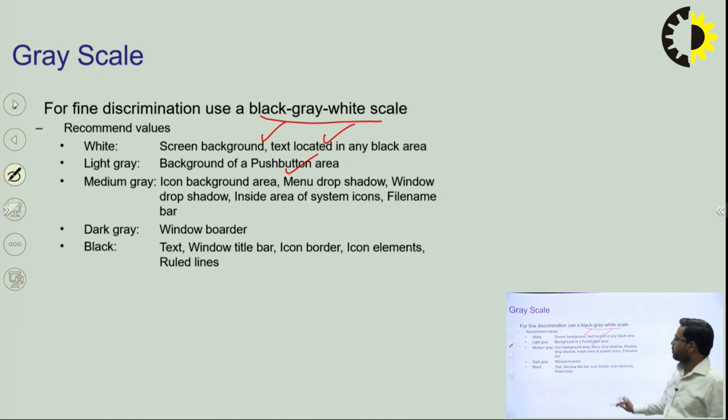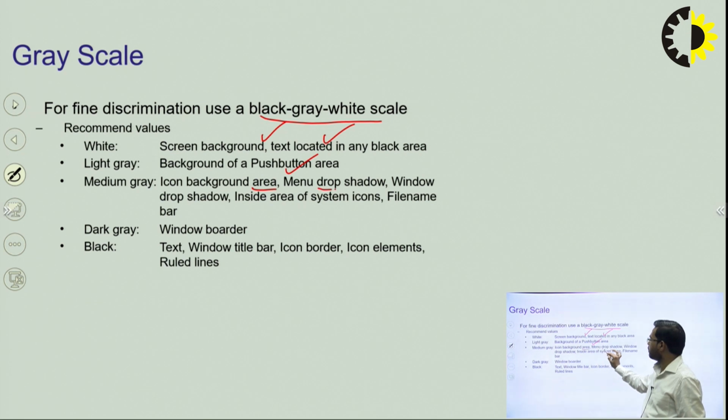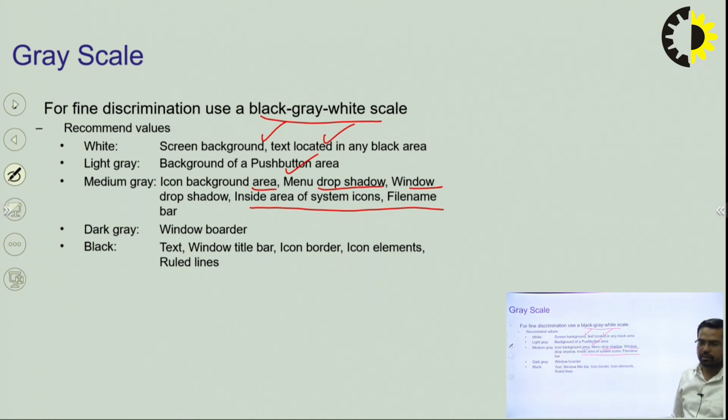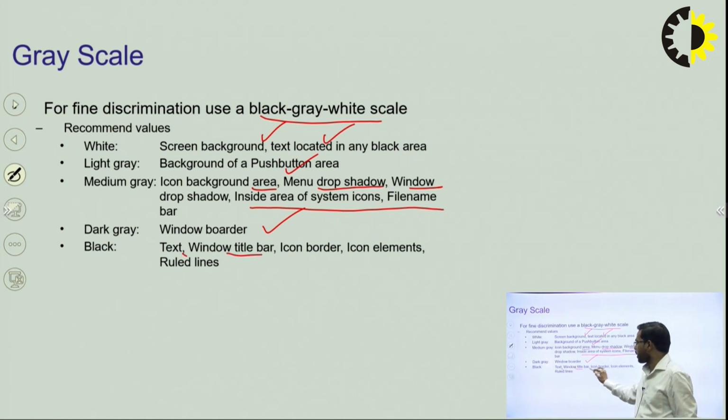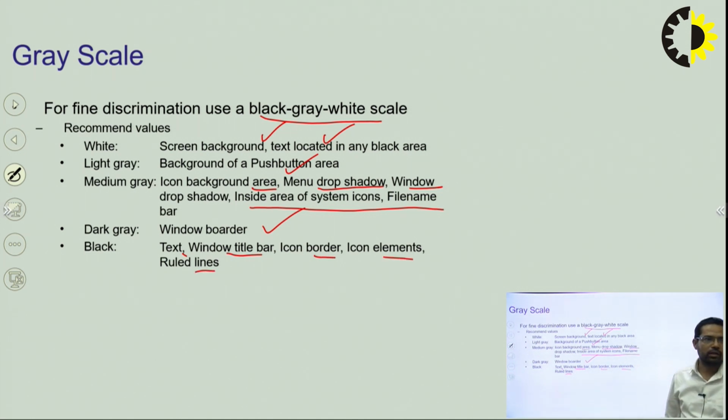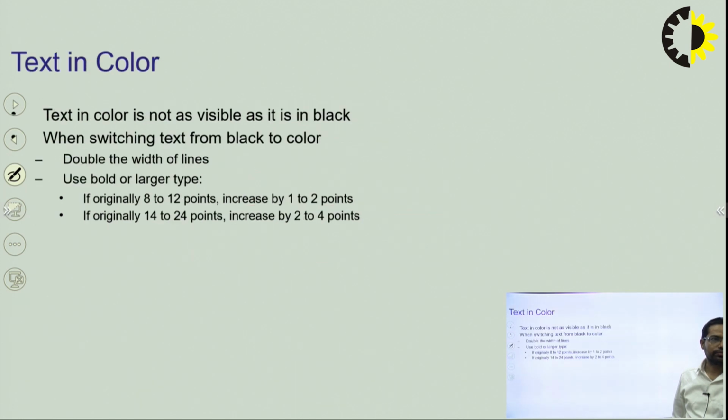Medium gray is used for the icon background area, menu drop shadows, window drop shadows, the inside area of systematic icons, and the file name bar. Dark gray is for the border, such as the window border; we already know that the window border is dark gray. Black is for the text, window title bar, icon border, icon element and the rule line. What kind of text in color?